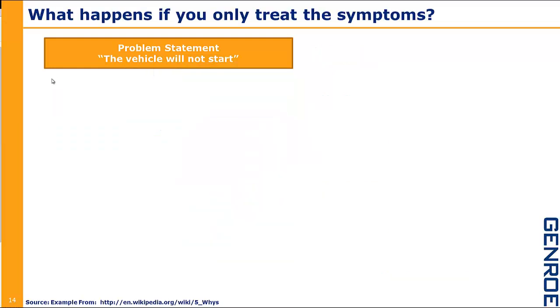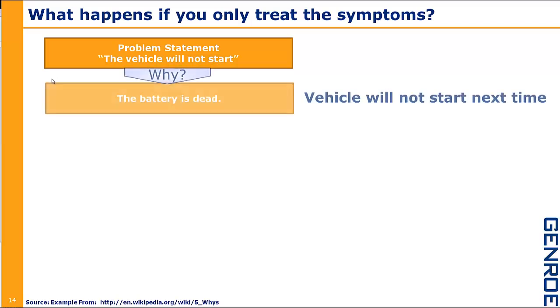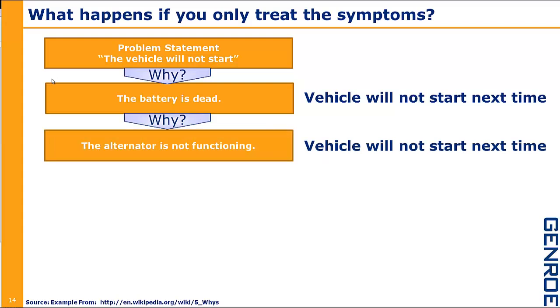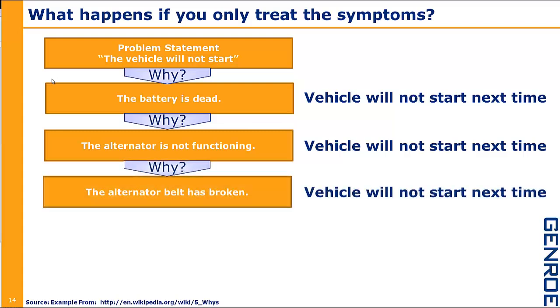If we walked out into the car park, found our car didn't work, and we simply replaced that battery, that'll be fine. We could drive out of the car park, but we'd find a couple of days later the vehicle's not going to start because the battery's going to be dead. If we had a look at the alternator and tried to fix that, again, we're going to find in a couple of days' time the battery's flat because the alternator belt's broken. Even if we fix the alternator belt today, the vehicle's not going to start at some point in the future.